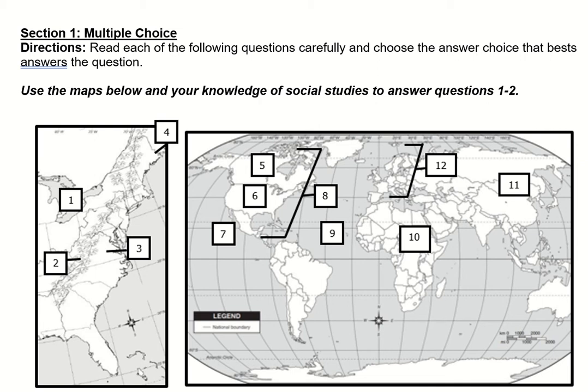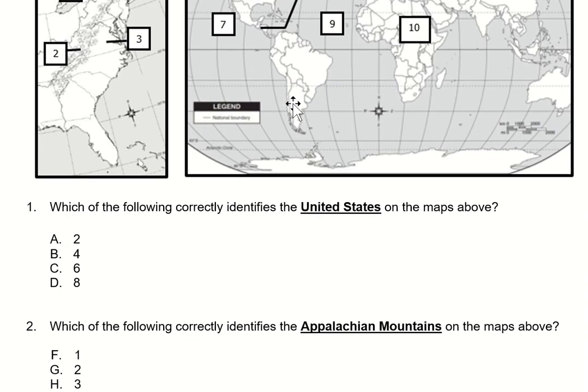Section 1, multiple choice. Directions. Read each of the following questions carefully and choose the answer that best answers the question. Use the maps below and your knowledge of social studies to answer questions 1 and 2. 1. Which of the following correctly identifies the United States on the maps above?